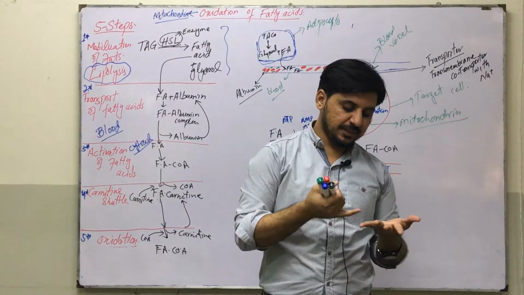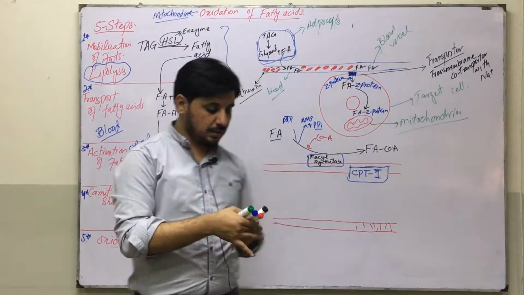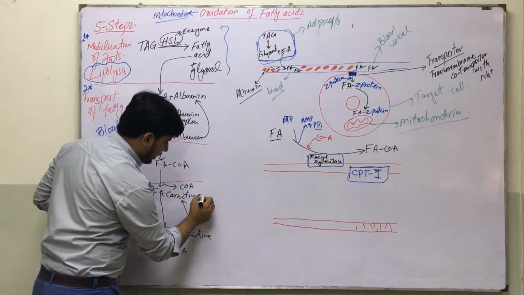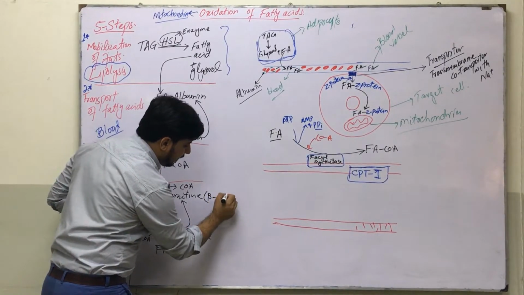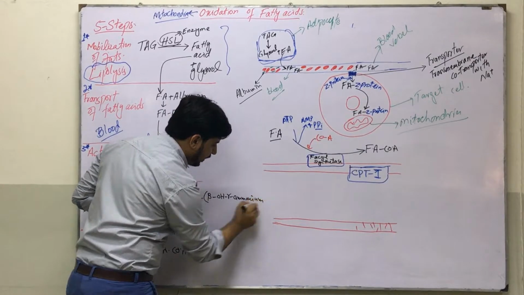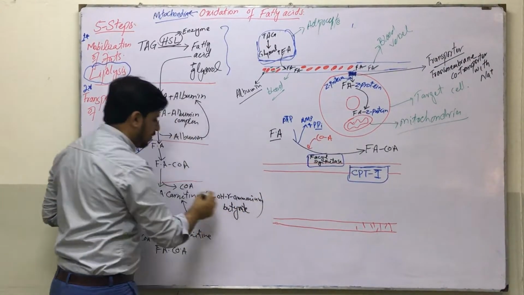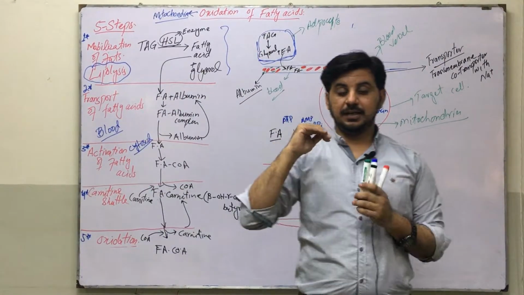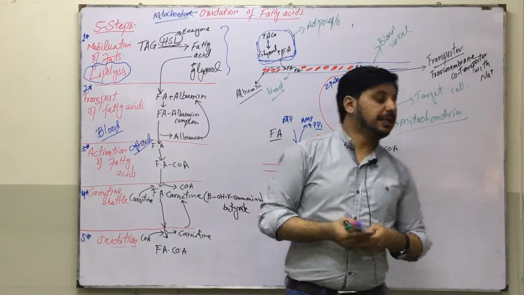The full name of carnitine is, I am writing it over here, beta hydroxy gamma ammonium butyrate. It's the full name of carnitine, and carnitine is very important. We will discuss it in detail in another lecture.